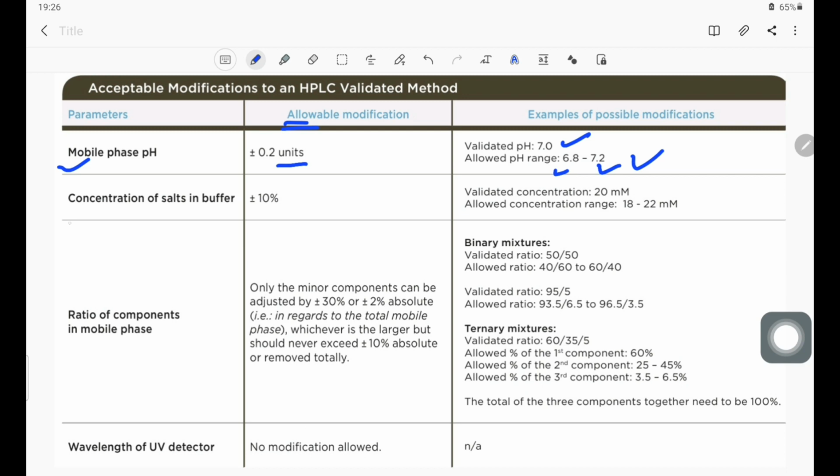Now the second parameter is concentration of salt in buffer. Now the buffer concentration can be changed by plus minus 10%. It means, for example, if we have the buffer concentration in our validated method at 20 millimolar, then we can change only 10% of this value, that is 18 to 22 millimolar we can adjust its concentration.